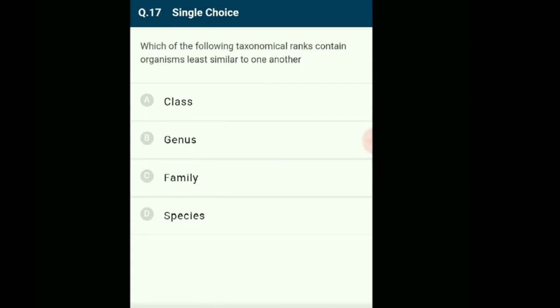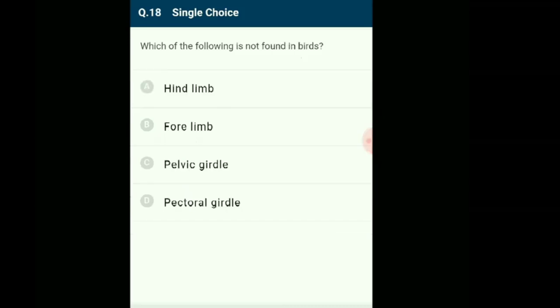Question number 17. Which of the four taxonomical ranks contain organisms least similar to one another? The closely related orders are grouped into a class, the taxonomical rank in the classification which has the least similar organisms to one another. So the answer is option A, class. Question number 18. Which of the following is not found in birds? In birds, forelimbs are modified as wings for flying. Therefore, the forelimb is not found in birds. So the answer is option B.